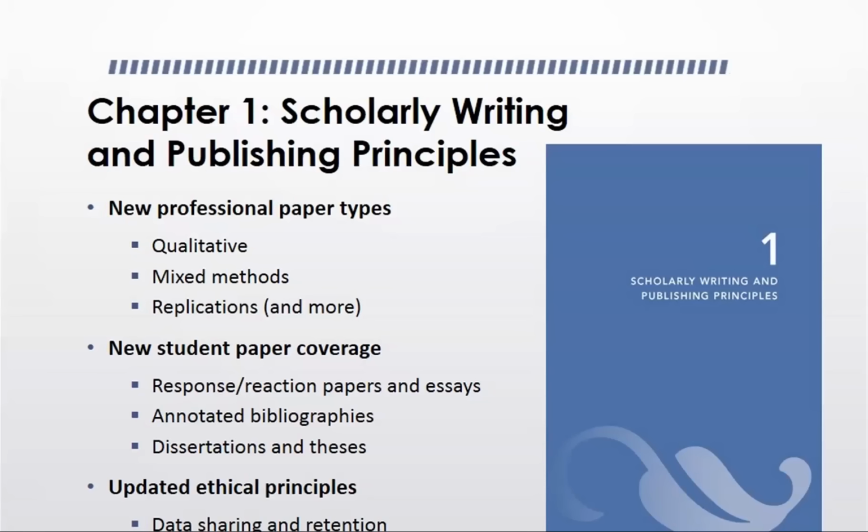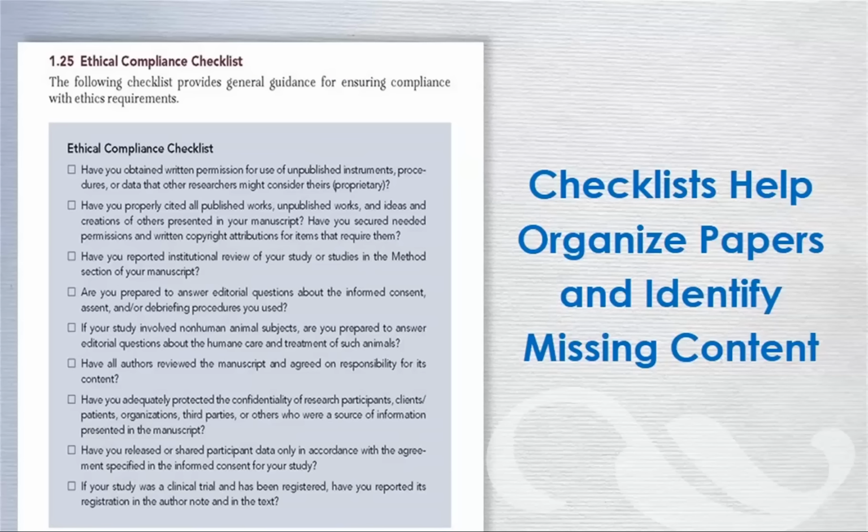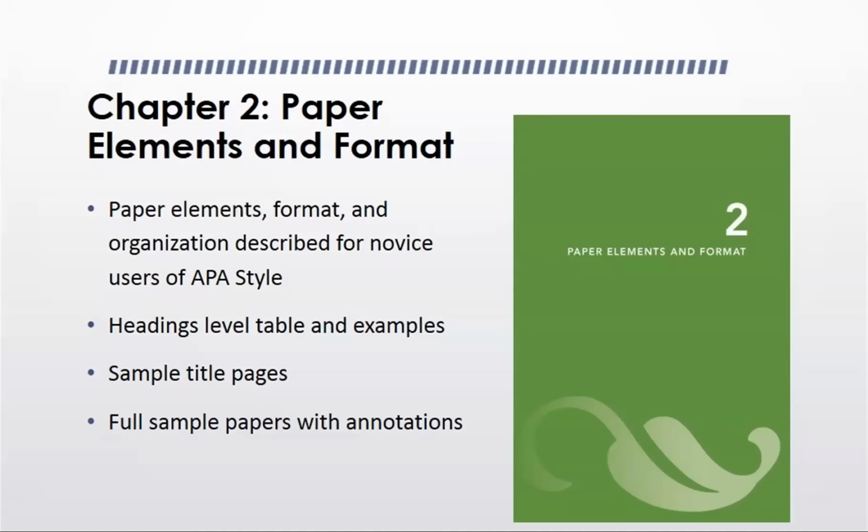And some novel features about Chapter 1 in the 7th edition manual are that we cover more types of professional articles than in previous editions, and these include qualitative, mixed methods articles, replication studies, and additional types of papers that are published in journals. We also address how to adapt APA style for use in student papers by adding descriptions of common types of student papers, which include response and reaction papers, various types of essays a student writes, as well as information on how APA style can be used when writing dissertations and theses.